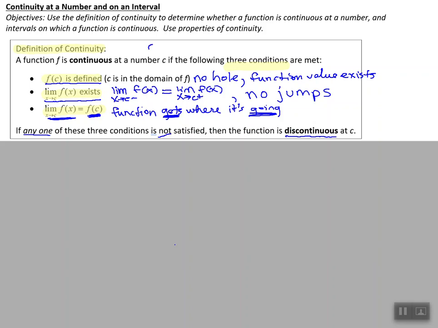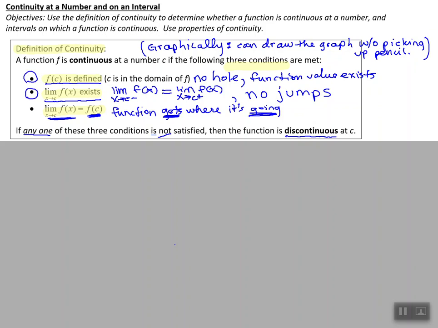Graphically, we can think about continuity. So just as a quick check to know that the function is continuous, we think about the fact that we can draw the graph without picking up our pencil. So that's a quick check graphically. Not the formal definition, because of course we are using all three of these exactly how those are written.